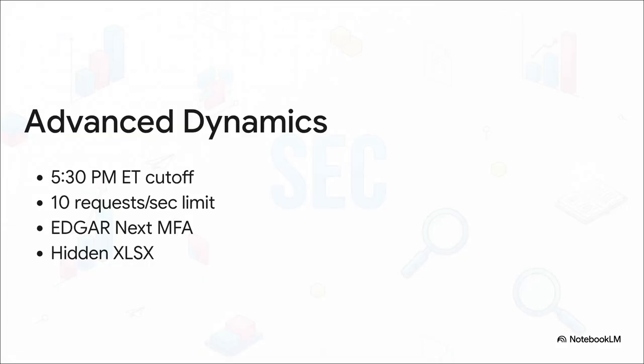And if you want to level up and operate like a quantitative analyst or build automated tools, you really need to understand some advanced EDGAR dynamics. First off, there's a strict 5:30 p.m. Eastern Time cutoff for same-day filing index acceptance. If you're running automated scraping, you must respect the SEC's API limits, which restrict requests to 10 per second.